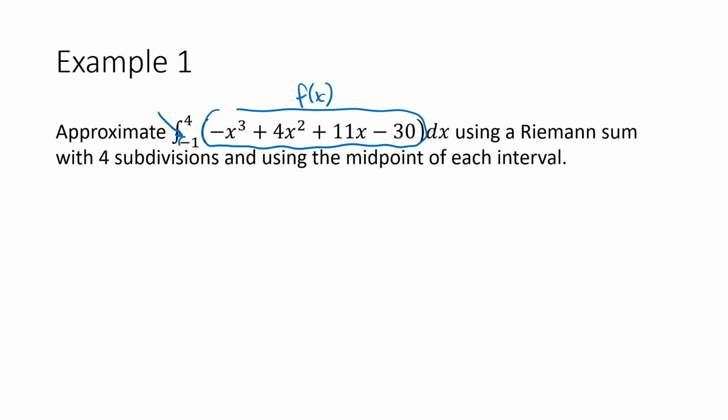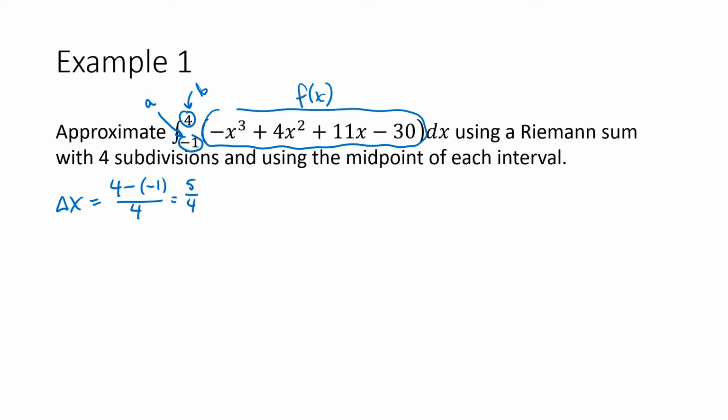So this -1, that's my a. This 4, that's my b. So I've got all of the information that I need to do the Riemann sums that we were talking about previously. So the first thing I'm going to do is figure out delta x. Delta x is b minus a divided by n, which in this case n is 4.